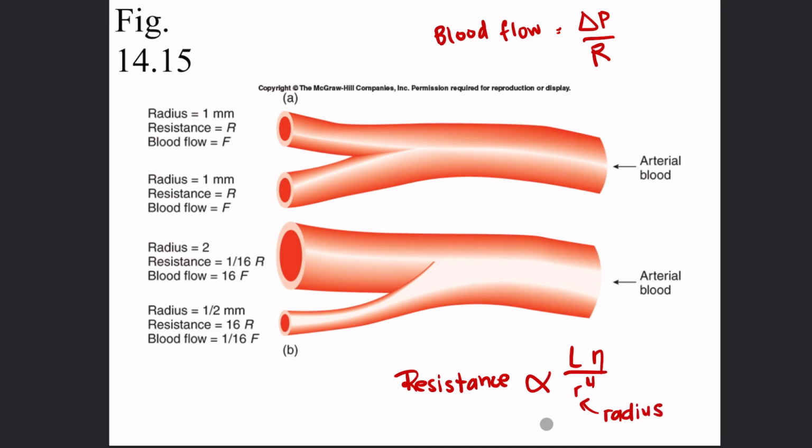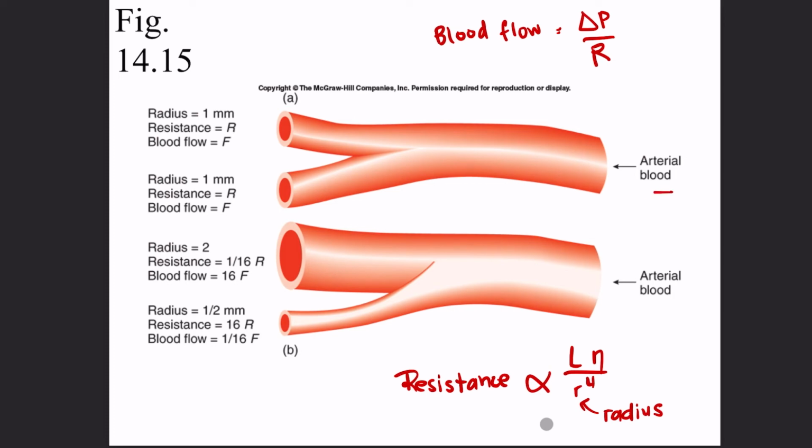So what that means is if this number is bigger, that means there's less resistance. If this number is smaller, that means there's going to be more resistance. And the longer the length of a blood vessel, the more resistance. The more viscous blood is, the more resistance. And so let's look at these 2 examples here.